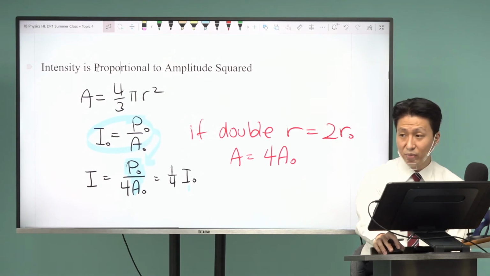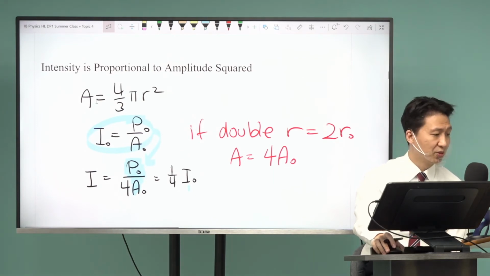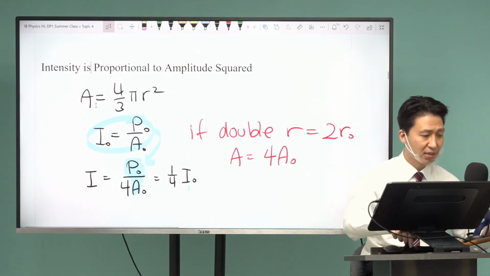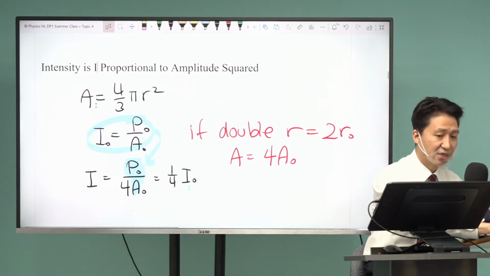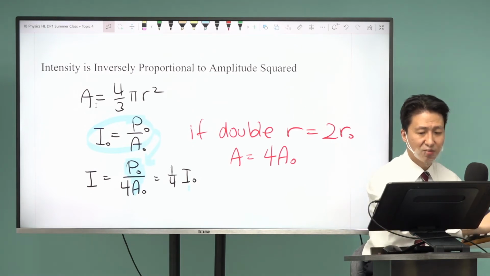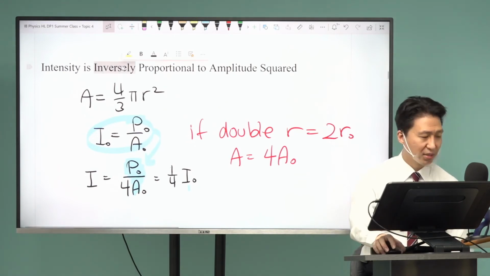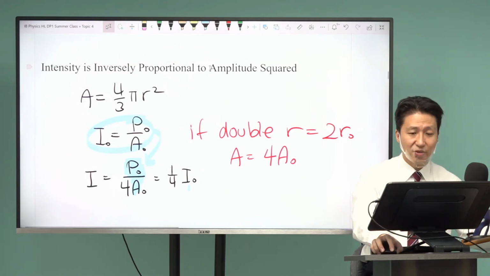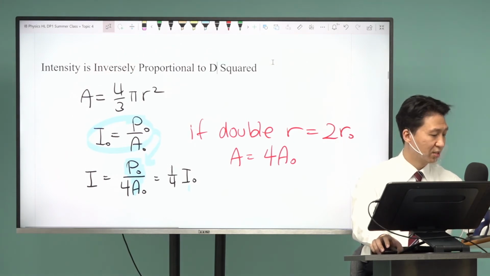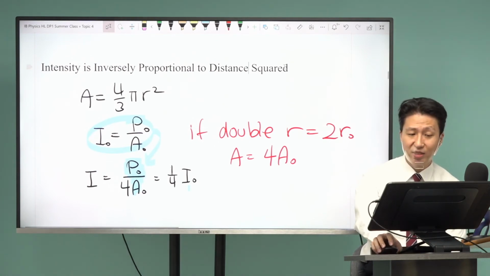And this is what we say: intensity is inversely proportional to the square of the distance. Sorry, inversely proportional not to the amplitude, to the distance squared, right? We haven't talked about the amplitude yet.